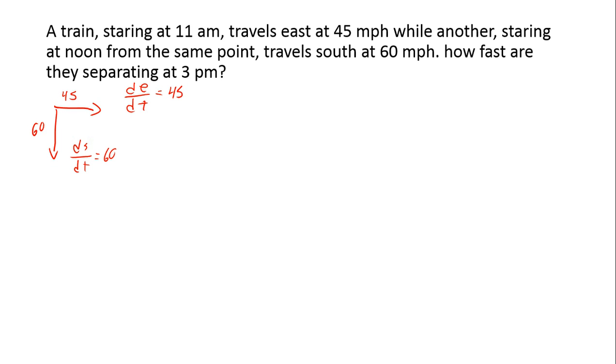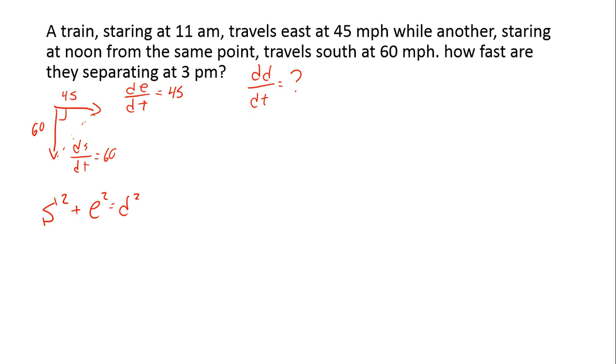Okay. And so what we have here is that we're making a nice little right triangle. And what we're trying to find, usually we like saying distance is d, so I'm going to say what's dD over dt. That's what we're trying to find. And to find the distance in a right triangle is the Pythagorean theorem. a squared plus b squared equals c squared. So using our variables, it'd be s squared plus e squared is equal to d squared. Okay?